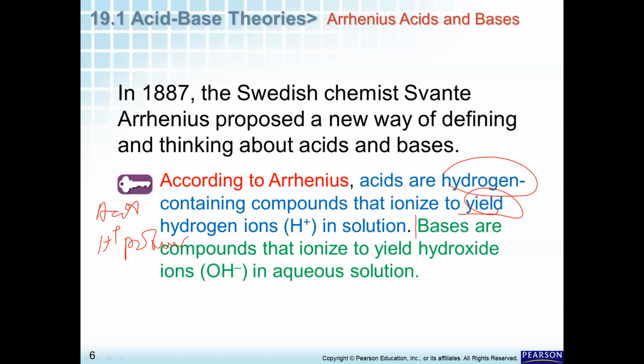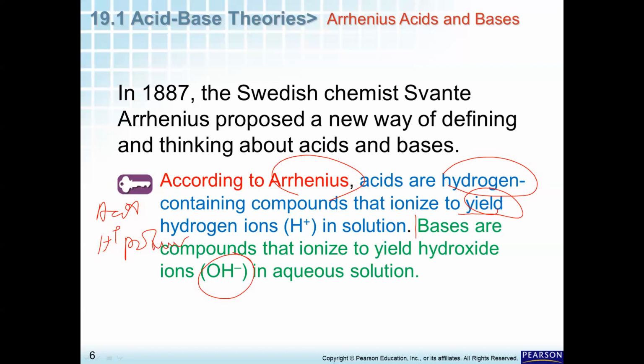What about the base according to Arrhenius? According to Arrhenius, bases are compounds that, whenever they ionize, produce hydroxide ions. So that is completely different. Acids produce H+, and bases produce OH-.